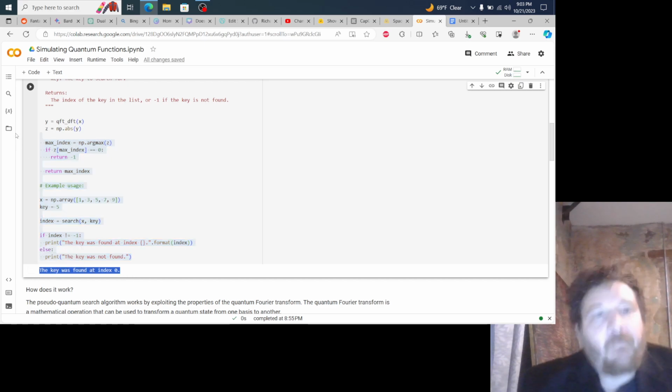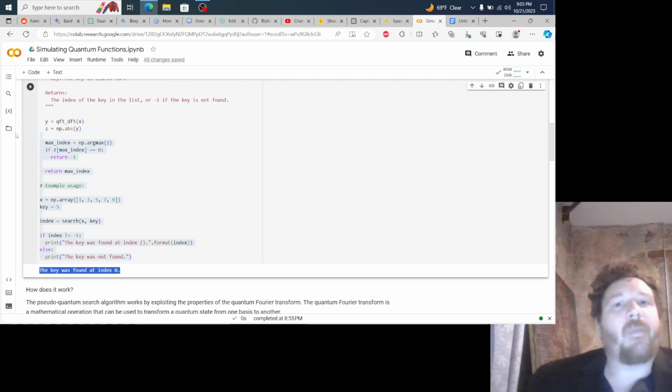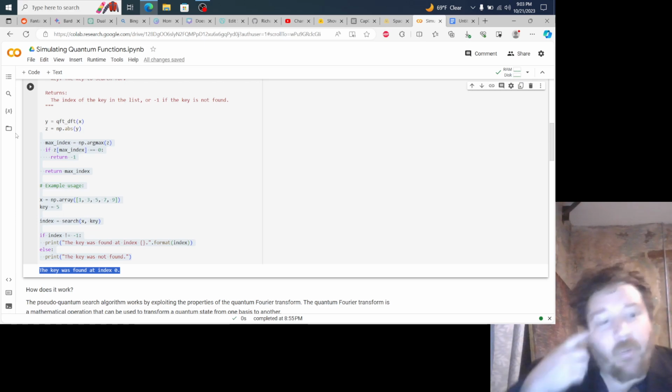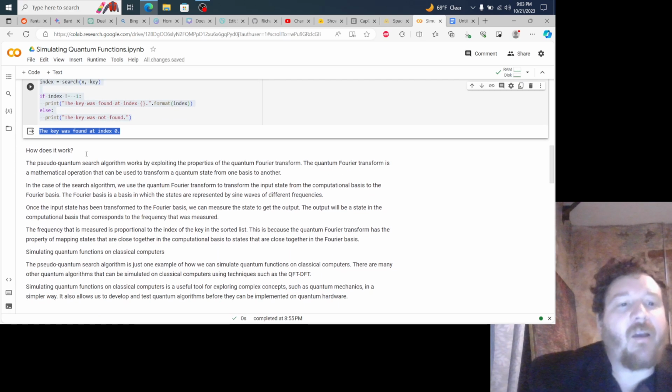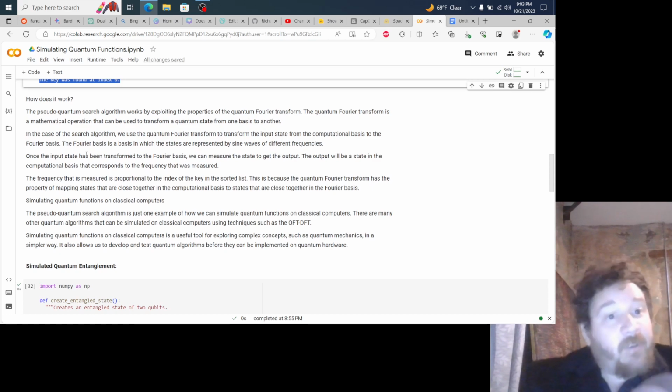Here's the key: by doing this function of throwing these numbers in the air, this simulated function, and then catching one on the ground. And then I have a more in-depth explanation here of how it works.